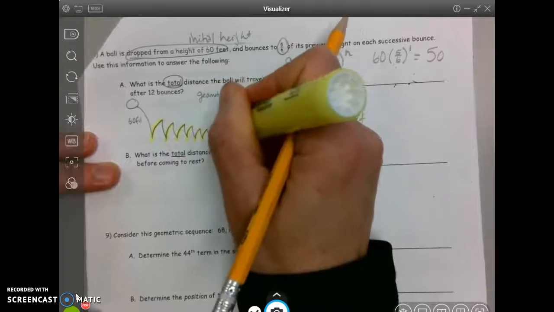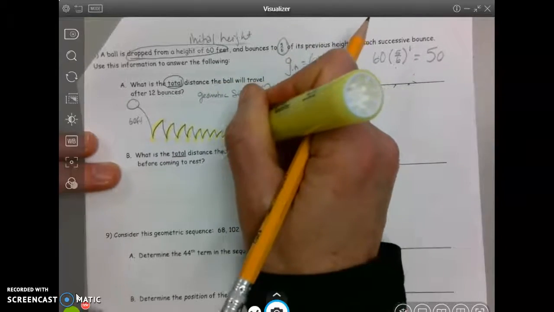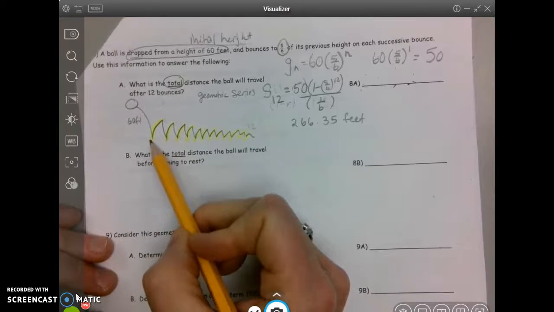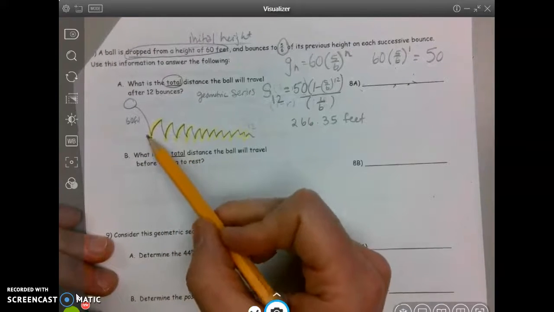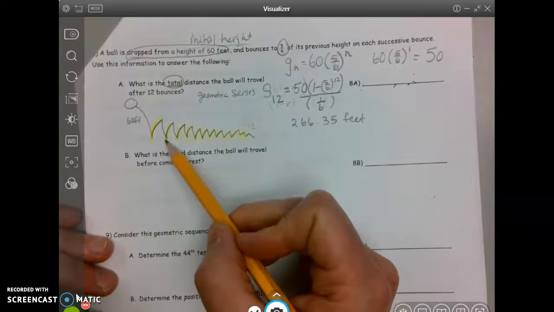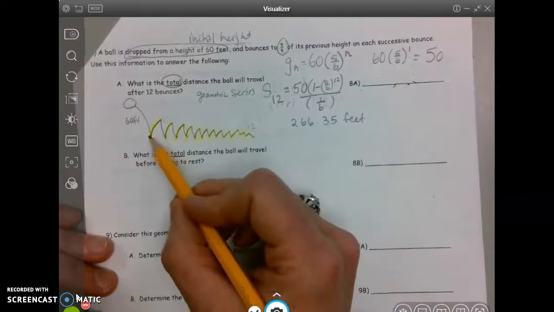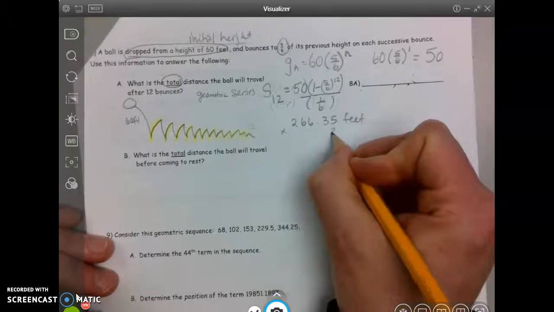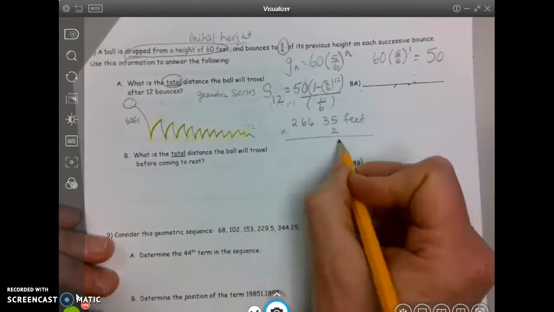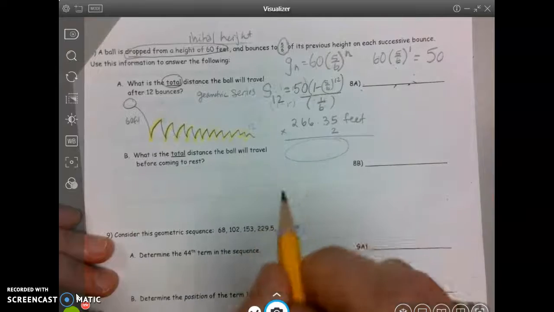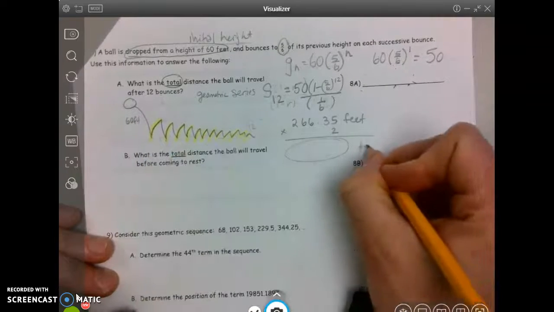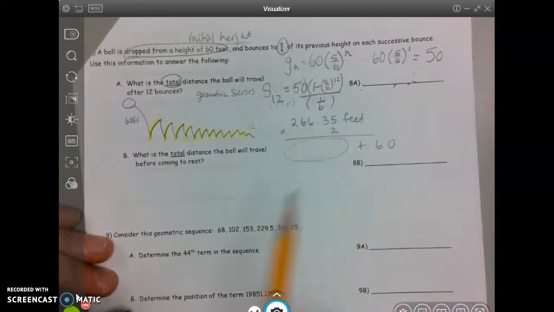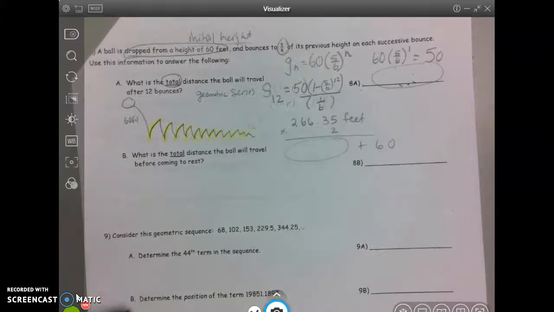Now that is for 12 bounces, that means this is the first, second, third, fourth, 5th, 6th, 7th, 8, 9, 10, 11, 12. But what I haven't done yet, I haven't accounted for this extra 60 feet. I also haven't realized that when it goes up, it has to come back down. So on every one of these, I have this distance, but I also have this distance. So I need to double this amount and get a number. And then I need to remember to add my 60 feet. So I need to double this number, and I need to add my 60 feet in order to get my total.